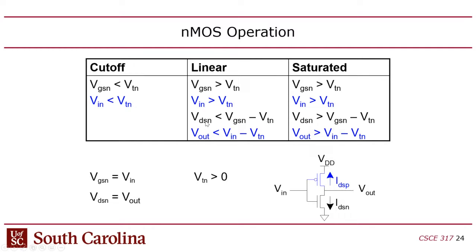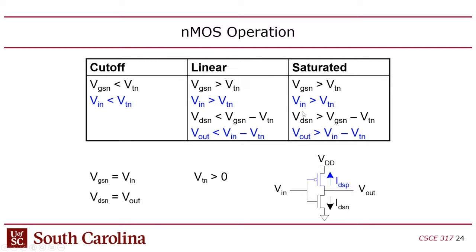So the drain source voltage of the N is going to be V out, right? And that's it. In cutoff mode, if your input to the inverter is less than the threshold, then you're in cutoff. If the input to the gate is greater than the threshold, which it would be in both linear and saturated mode, see, VGSN is greater than VTN. That's true in both cases.